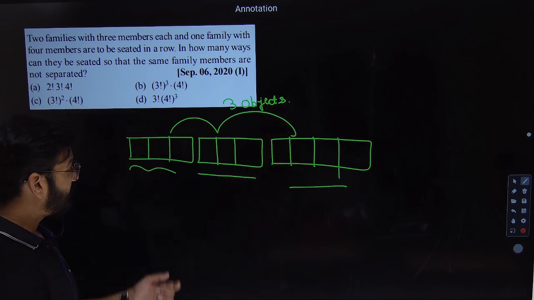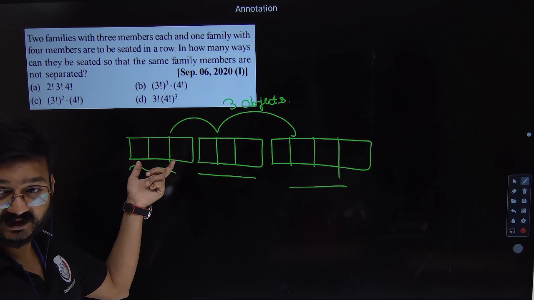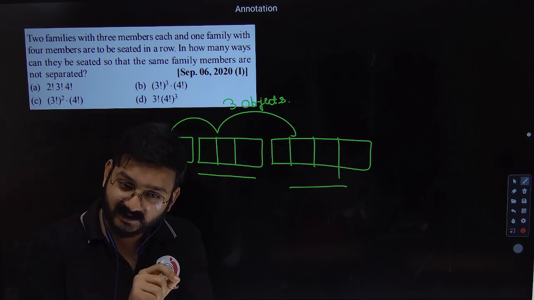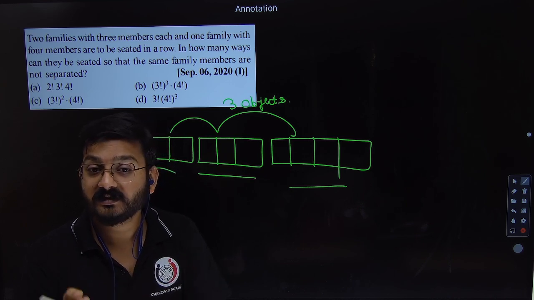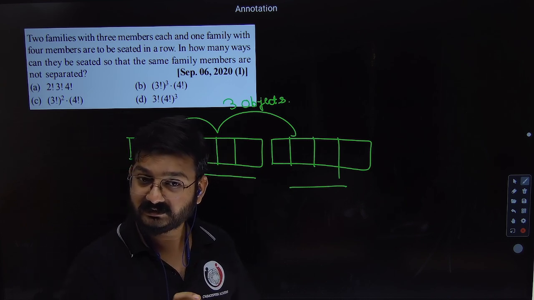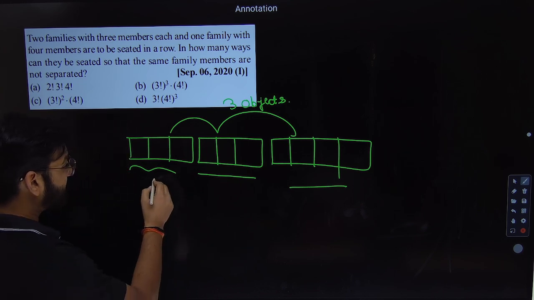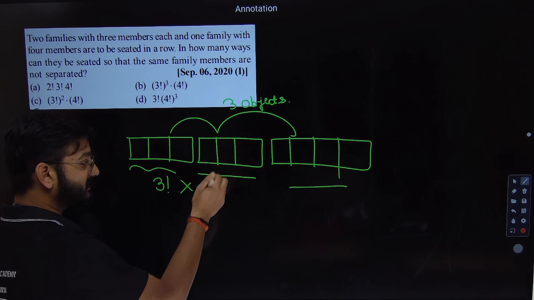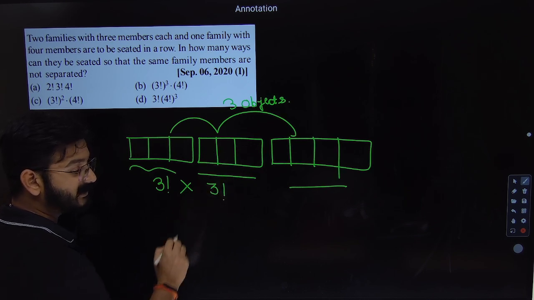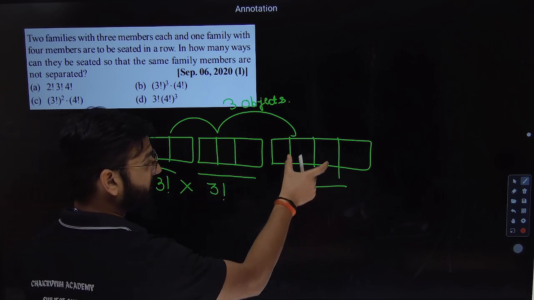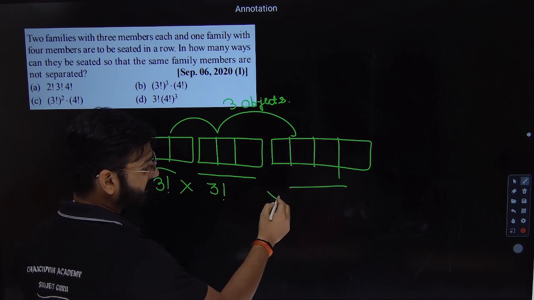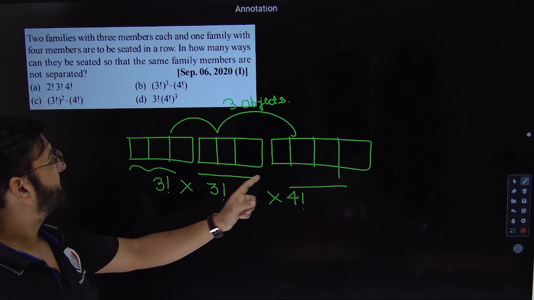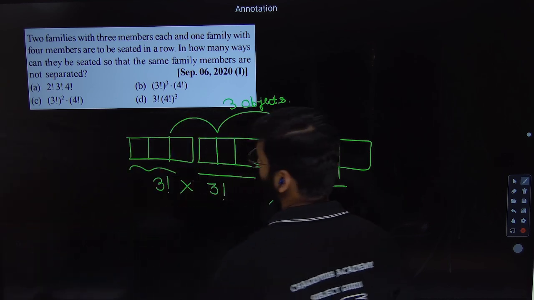Okay. Now, inside this box, how many members are there? 3. So 3 members in 3 places can be arranged in how many ways? 3 factorial. 4 members in 4 places can be arranged in 4 factorial. So what is the answer? 3 factorial, 3 factorial, 3 factorial. Is it correct? Anything missing in this?